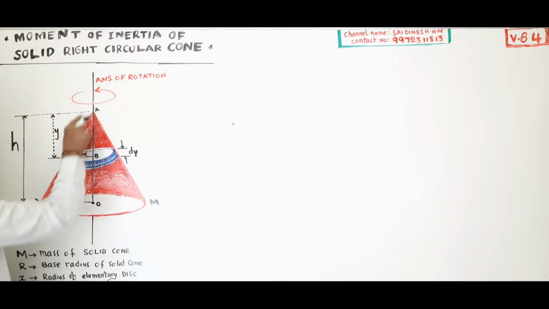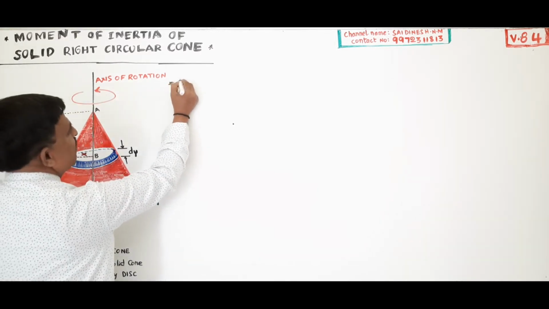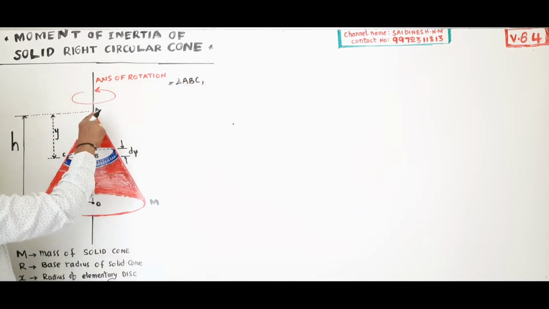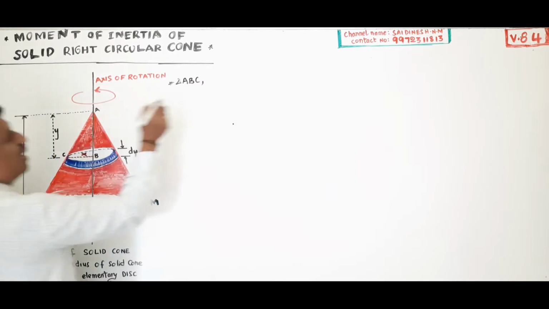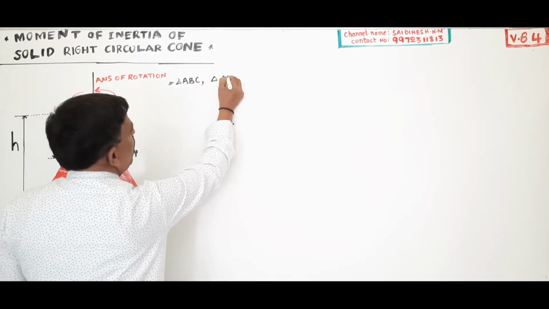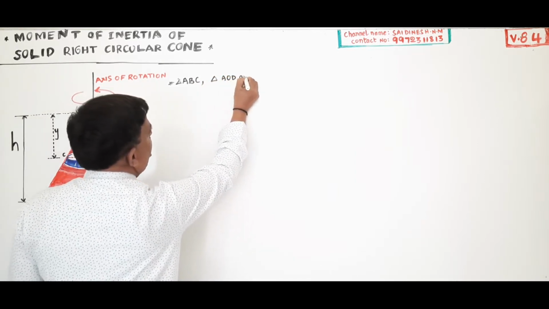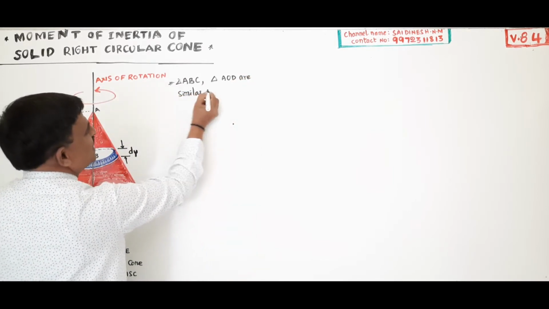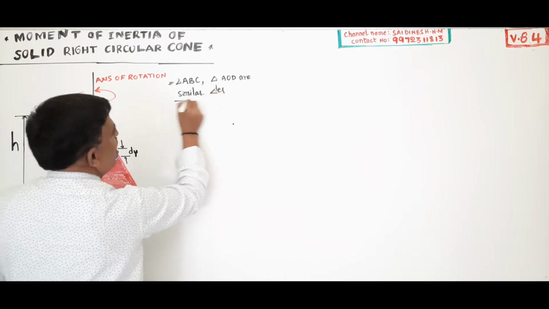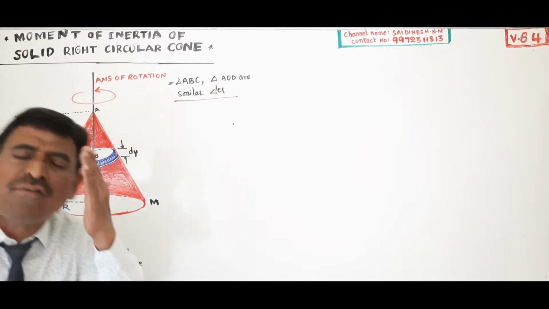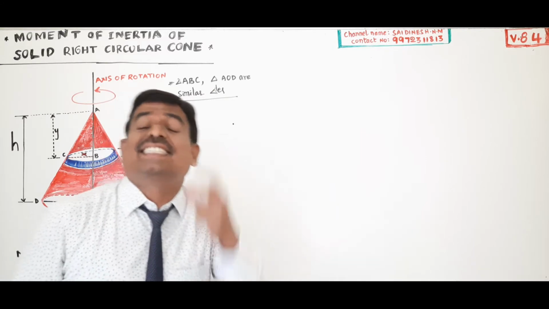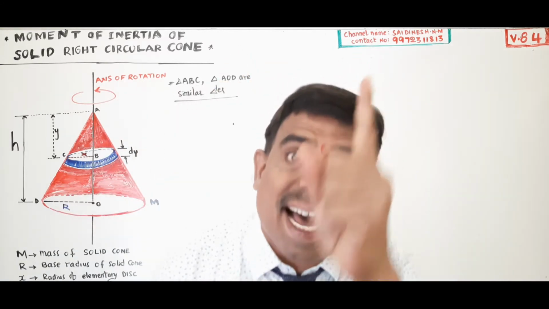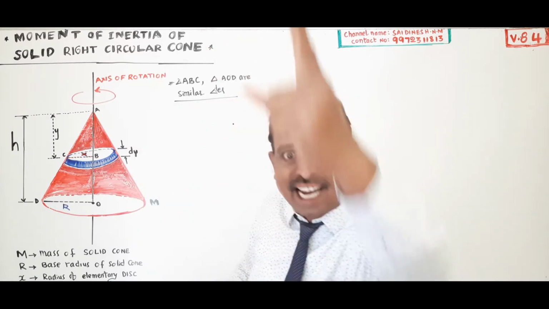Triangle ABC, triangle AOD. R. Similar triangles. What is the meaning of similar triangles? Similar triangles means the ratio of corresponding sides are equal.